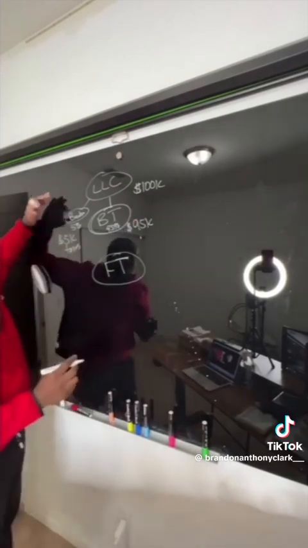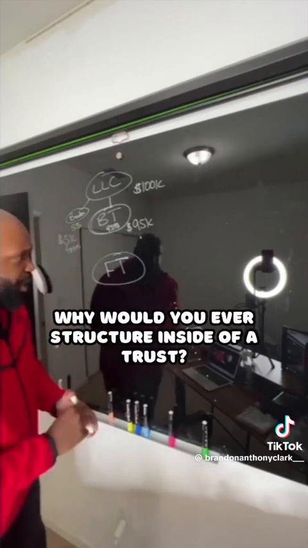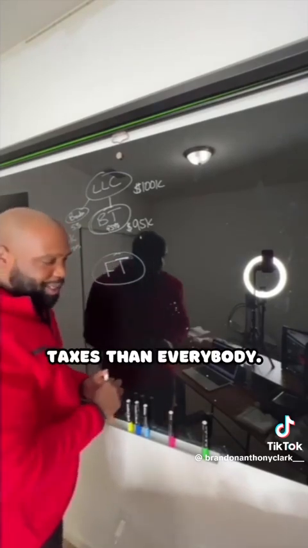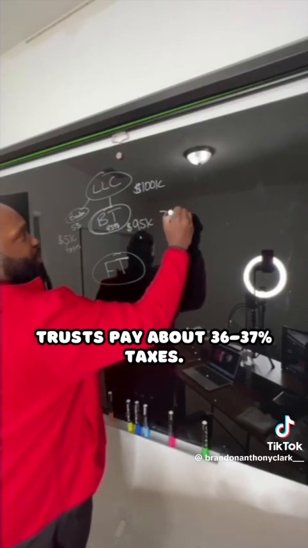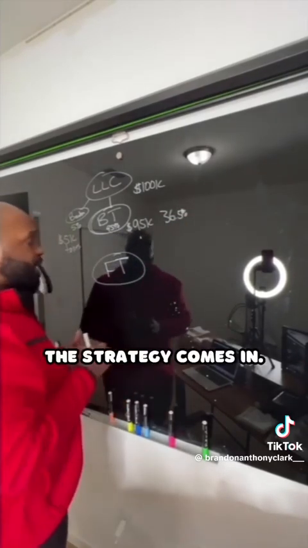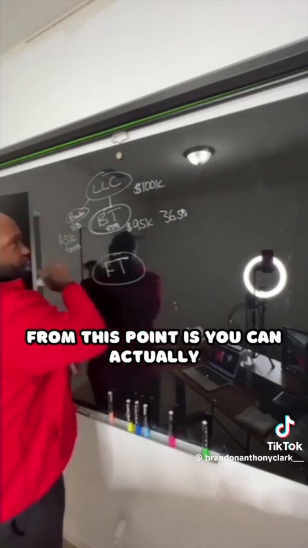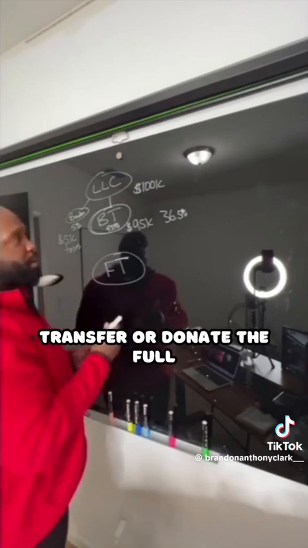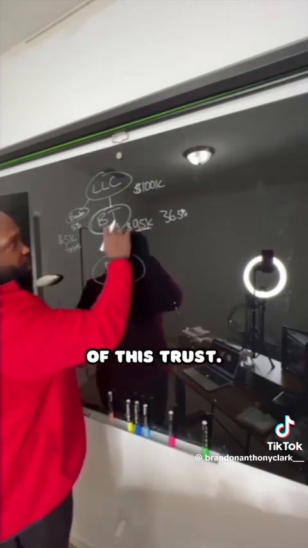I'm responsible, right? And so my CPA is looking at this right now and says, man, why would you have a structure inside of a trust? Because trusts pay higher taxes than everybody. Trusts pay about 37% taxes, right? And so that's where the strategy comes in, because what you could do from this point is you could actually transfer or donate the full $95,000 to the beneficiary of this trust, right?